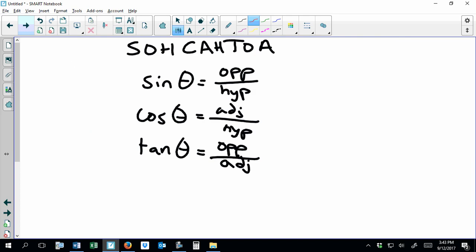We are also going to need some trig functions, some definitions of sine, cosine, and tangent. The sine of an angle is equal to the length of the opposite side divided by the hypotenuse. The cosine of the angle is the adjacent over the hypotenuse, and the tangent is the opposite over the adjacent. One of the common ways to remember this is SOHCAHTOA, S-O-H. Sine is opposite over hypotenuse. Cosine is adjacent over hypotenuse, and tangent is opposite over adjacent.